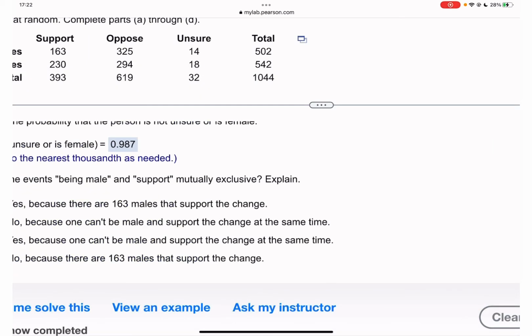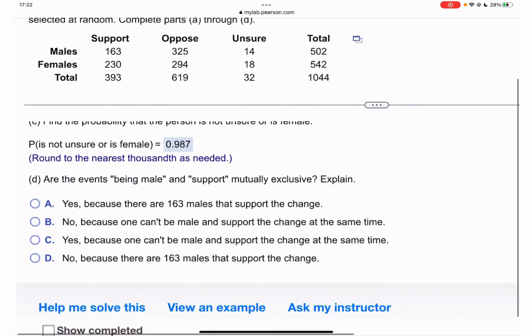And the last question: are the events being male and support mutually exclusive? No, because we have a table and every column is crossing every row, so nothing here is mutually exclusive. We are saying no because 160 males are males that support the change.